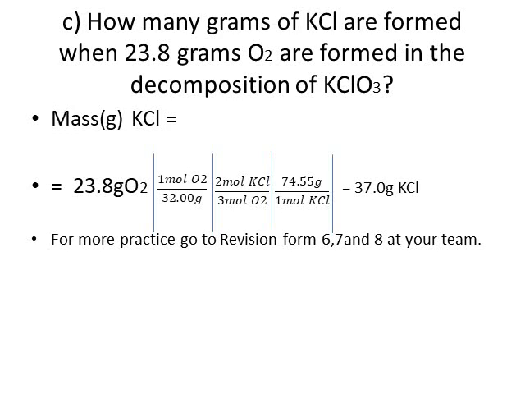Yes, at the beginning, I will change the mass of oxygen into moles. 23.8 gram oxygen multiplying 1 mole over 32 gram. Then multiplying by the ratio from the balanced equation, 2 moles of KCl over 3 moles oxygen. Then each 1 mole of potassium chloride contains 74.55 gram, to obtain the mass of potassium chloride that I want to know.